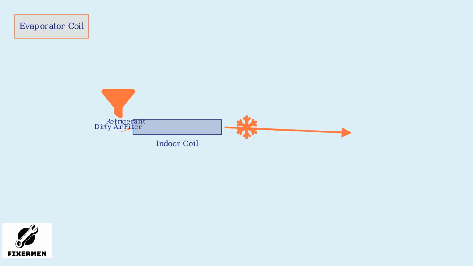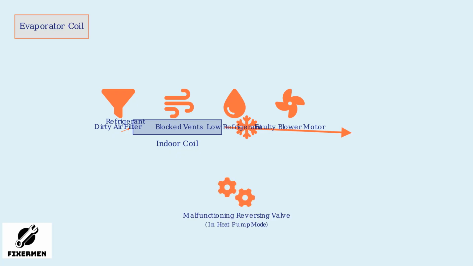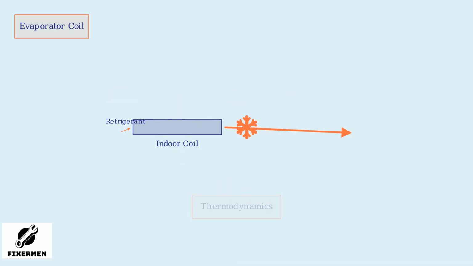Common causes include a dirty air filter that restricts airflow, preventing proper heat exchange. Blocked or closed vents also reduce airflow across the coil. Low refrigerant charge means less fluid to absorb heat, causing rapid cooling. A malfunctioning blower motor fails to circulate air over the coil. In heat pump mode, a faulty reversing valve can disrupt the refrigerant flow, contributing to freezing. Understanding these thermodynamic principles helps explain why proper maintenance prevents coil freezing and maintains system efficiency.